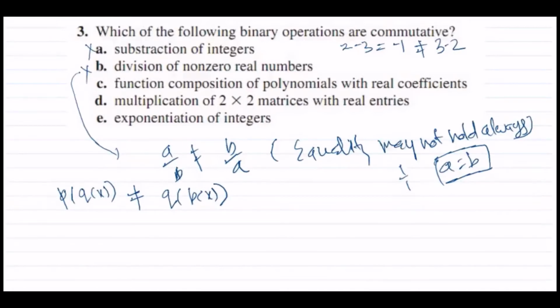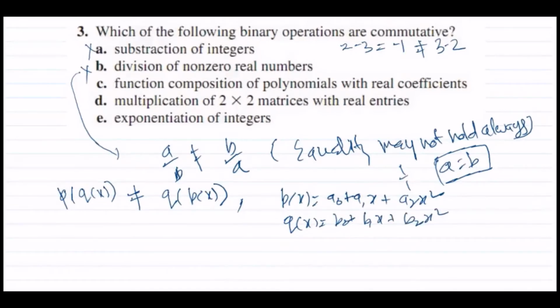So same example we can take. P(x) = a0 + a1x + a2x², and then Q(x) = b0 + b1x + b2x². So let us find here Q(P(x)). In the last question, number 1, we have derived P(Q(x)). We have found the expression for this one. Here let us find this one.